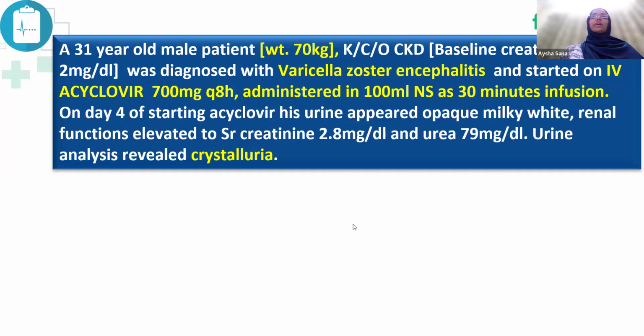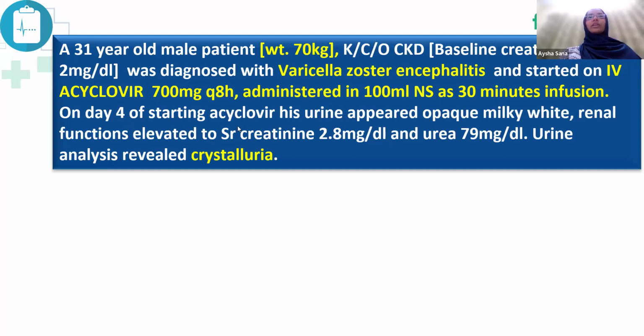Now we look into the second case. We have a 31-year-old female patient who has a weight of 70 kg. The patient is a known case of CKD with a baseline creatinine of 2 mg per deciliter. The patient was diagnosed with varicella zoster encephalitis and was started on IV acyclovir 700 mg Q8 and administered in 100 ml NS over 30 minutes.